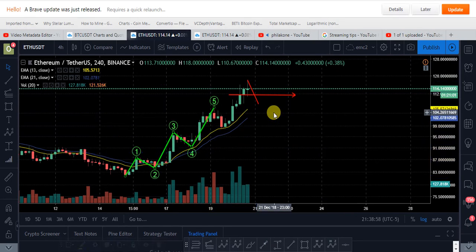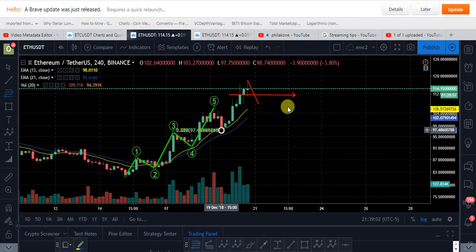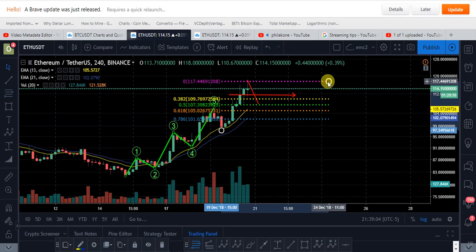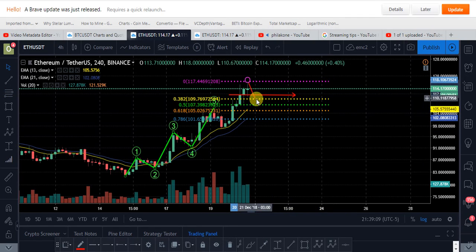So let me take a look at this Fibonacci, right? We could see a pullback to 382, right? So that would be like 109. The current price was just roughly 118, right? So we could see a pullback to 109. That's about almost 8%, right?